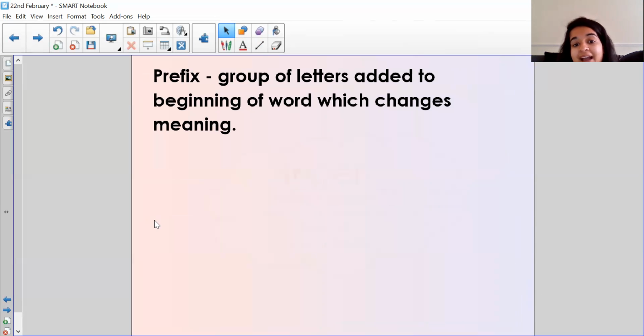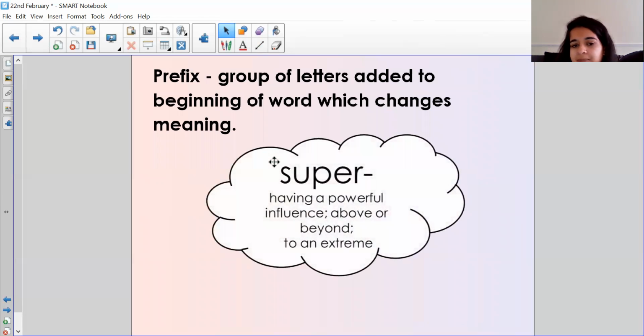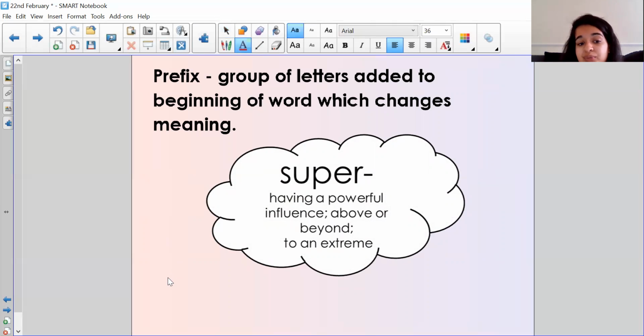Right, okay. Now, as I said, a prefix, we're going to talk about prefixes. Prefixes are groups of letters added to the beginning of the word, which changes the meaning. So a group of letters added to the beginning of a word, which changes the meaning. So an example of a prefix, and it's added to the beginning of a root word. We've got the prefix super. Okay, now super means having a powerful influence. You go above and beyond, you go to an extreme.